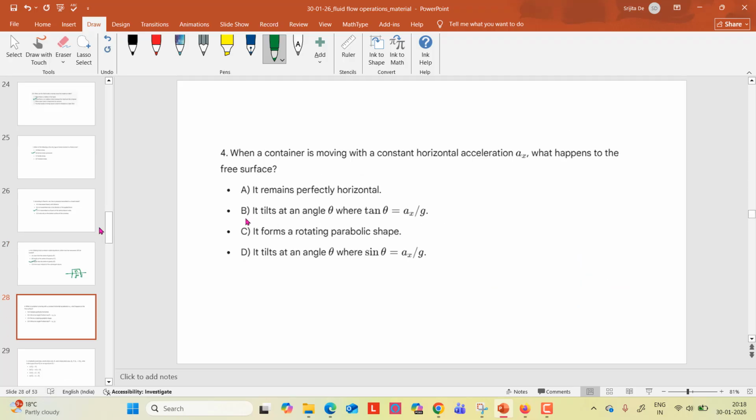Next, when a container is moving with a constant horizontal acceleration, what happens to the free surface? So the surface tilts to the horizontal, and the angle at which it tilts is given by a_x by g. So this is the option.